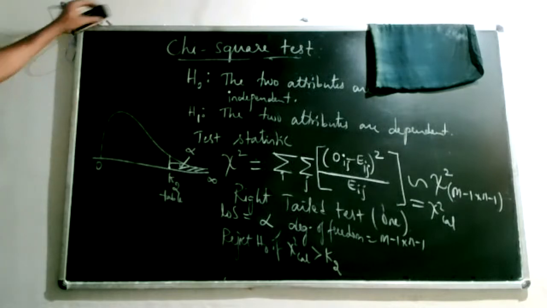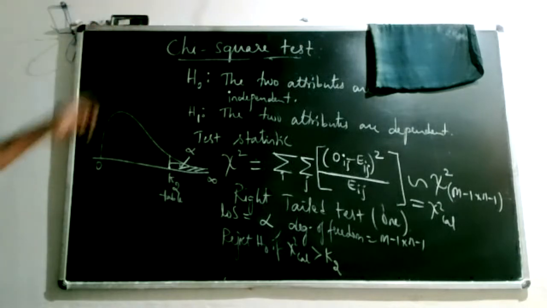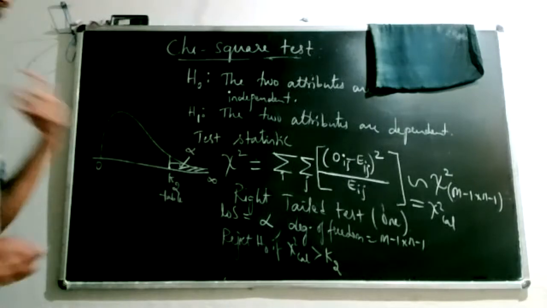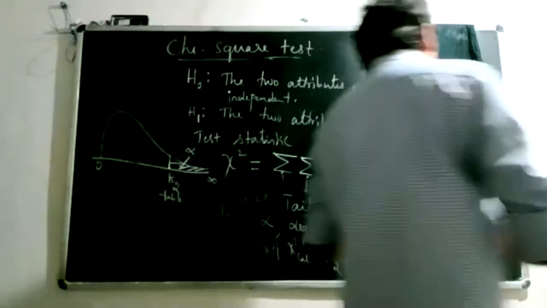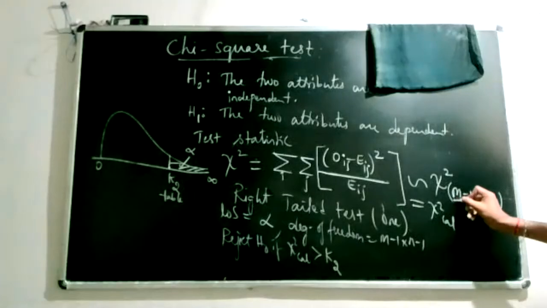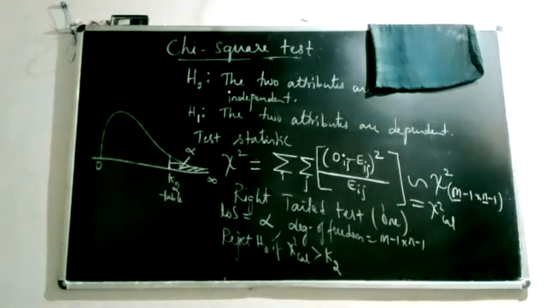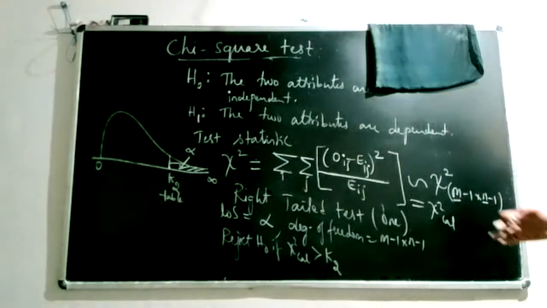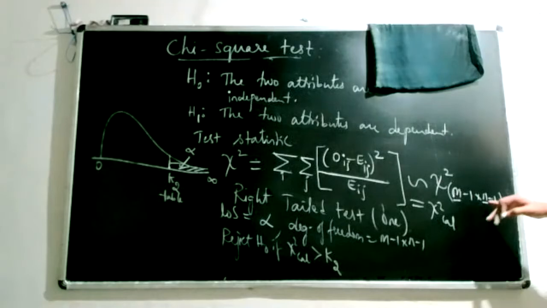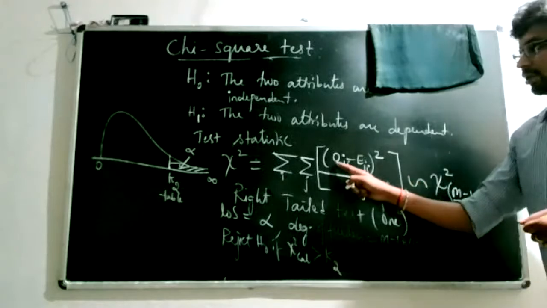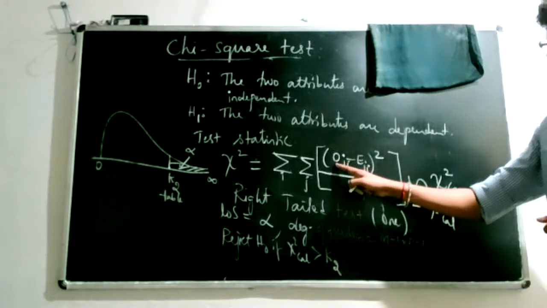So what you do is collect some data on two attributes classified into various cases, and m indicates the number of cases of the first attribute, n indicates the number of cases of the second. I mean the categories, how attribute 1 is split and the number of splits of attribute 2, and (m minus 1) into (n minus 1) gives you the degrees of freedom. And your O_ij is the observed data.